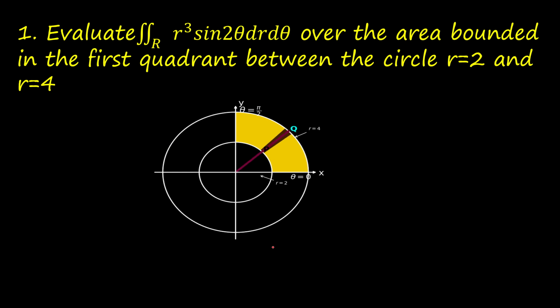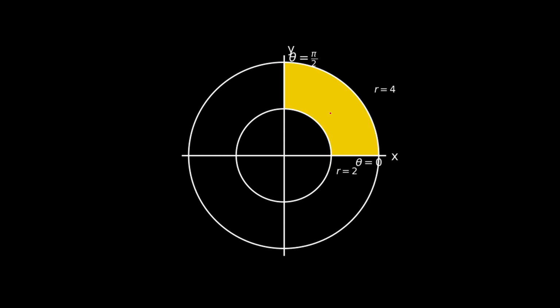Hello everyone, now we evaluate this double integral problem. The area should be in the first quadrant with the circles r equals 2 and r equals 4. To draw the bounded area, introduce the x-axis and the y-axis. I have drawn the circles with radius r equals 2 and r equals 4, in the first quadrant. Then I introduce the elementary radius vector.